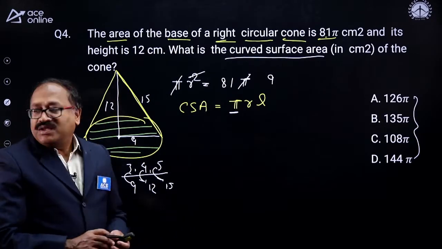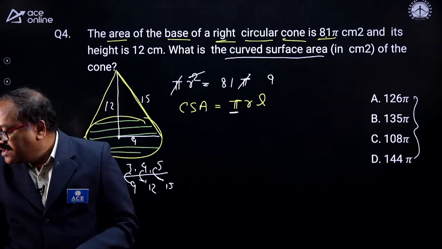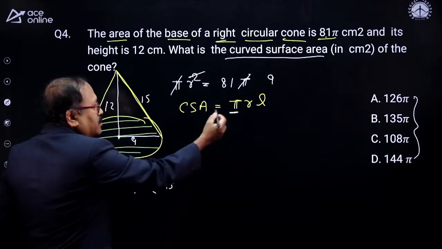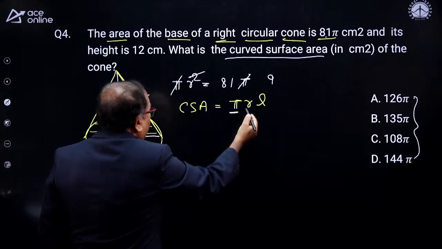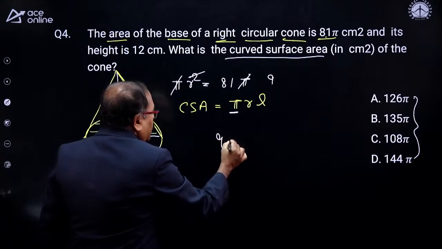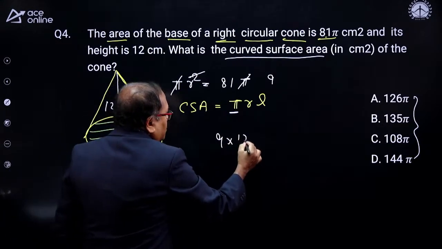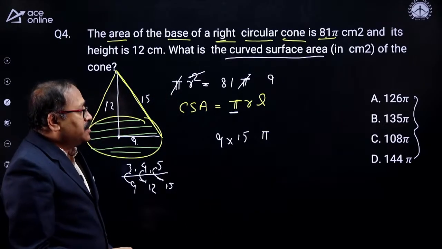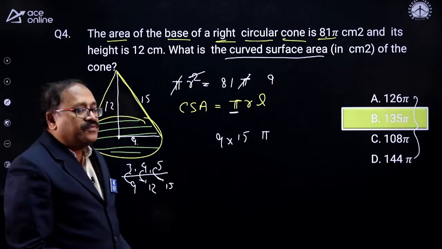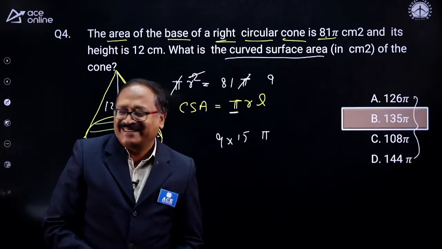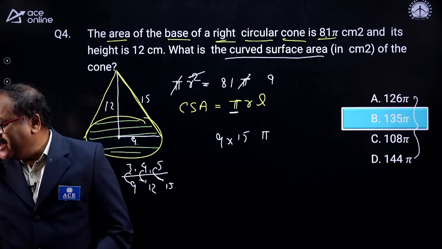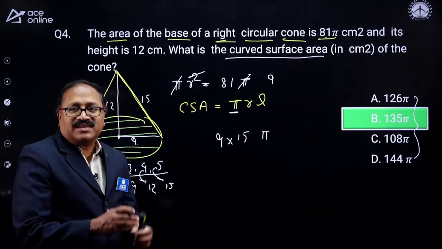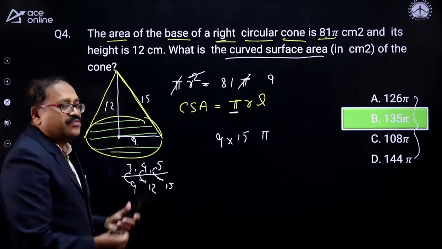Okay. So what is the answer, Likhita? Pi will be there. R is 9 and L is 15 and pi, that's my answer. So 15 times 9 is 135. So 135 pi is your answer. Okay, Sai, am I right? Okay. That's good. So that's a very small formula here.